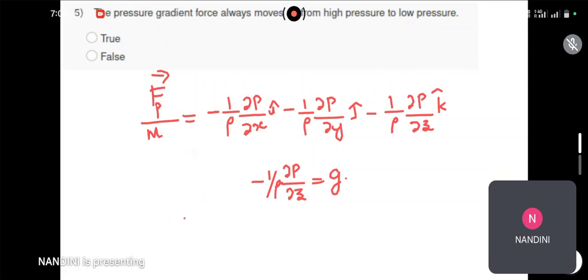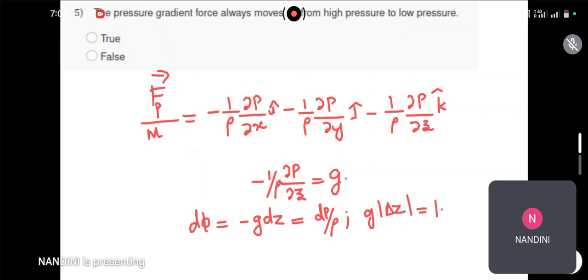Or if you want to write the pressure gradient force in terms of geopotential, remember geopotential is given by G dz. The dz is basically dP by rho. You can write G delta z equal to delta phi equal to delta P by rho. So you can write the pressure gradient force along the x direction as minus dou phi by dou x, and along the y direction as minus dou phi by dou y.